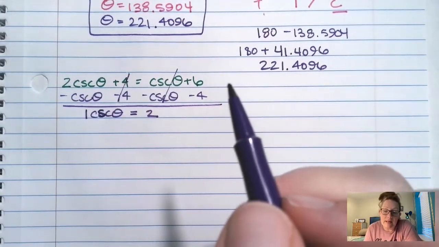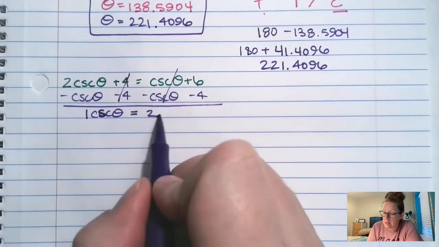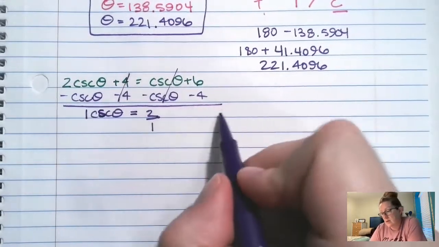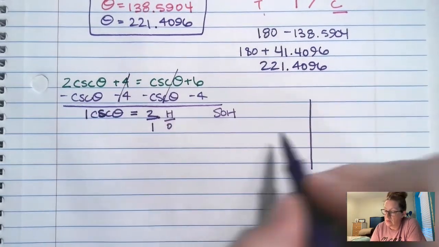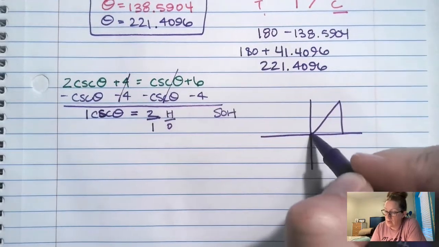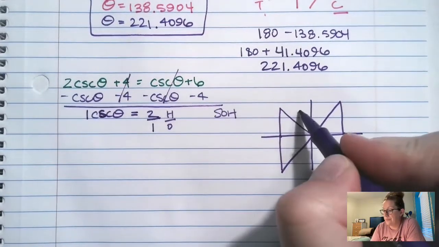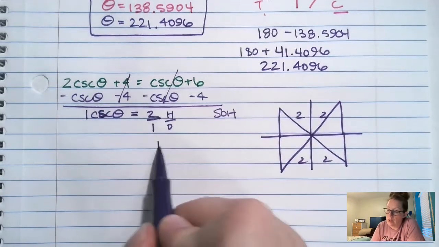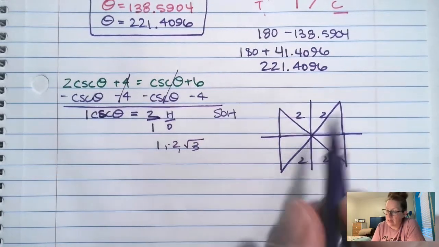Cosecant is the opposite of sine, correct? So then I can say that if I put this over 1, this would be over sine. So is my sine. So this is my H and this is my O. So what triangles do I have that have an O and an H of H of 2, O of 1? What reference triangle is that? It would be a 1, 2, root 3, right? Which is the 30, 60, 90.